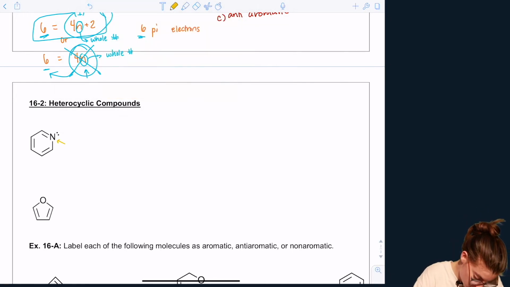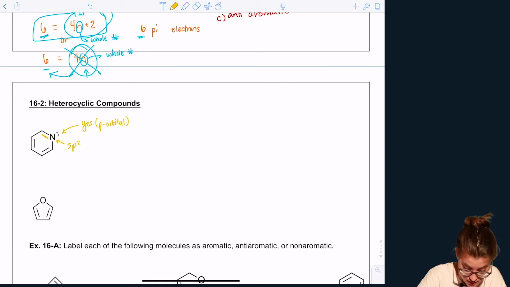So this nitrogen right here is sp2 hybridized and it has a p orbital. So yes, it has a p orbital. One reason I know that is because we have a double bond here, and that pi bond has to be formed using the p orbital of the nitrogen and the p orbital of that carbon. Now this lone pair right here is actually in an sp2 hybrid orbital.